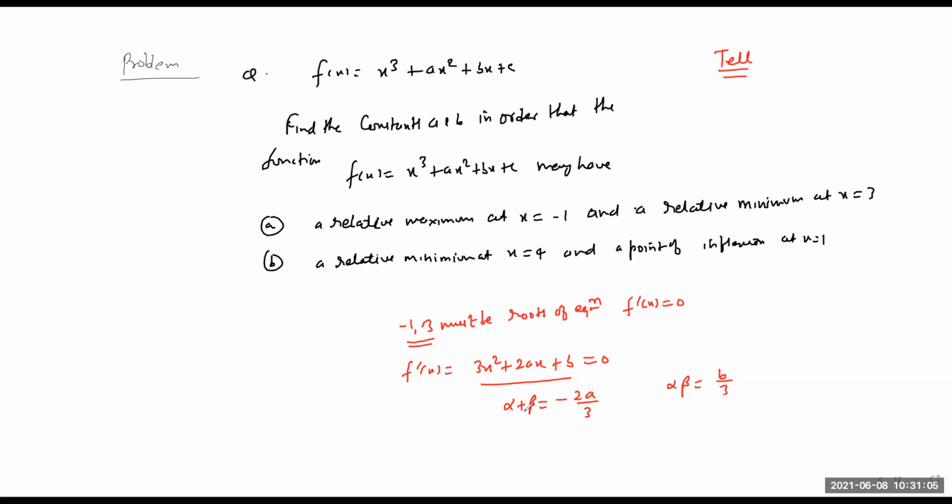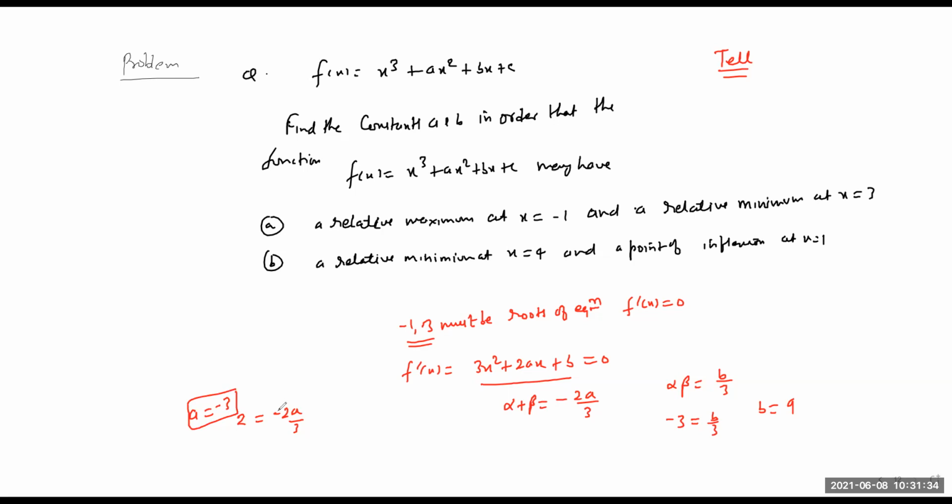So the product of the roots will be how much? Minus 3. So minus 3 equals b by 3. So we got b equals to 9. And alpha plus beta will be 2, which is minus 2a by 3. So a turns out to be minus 3. Just a minute, something is wrong.